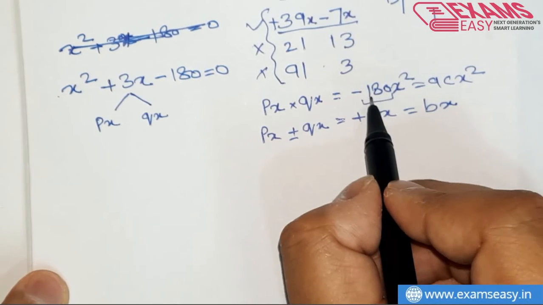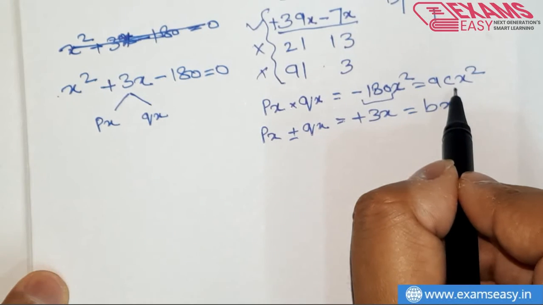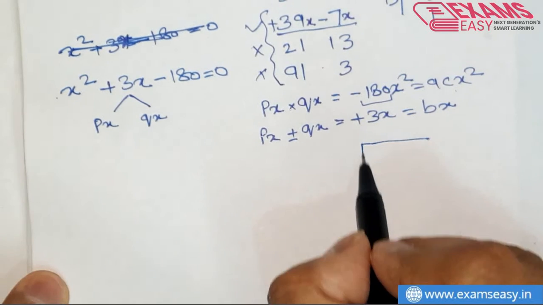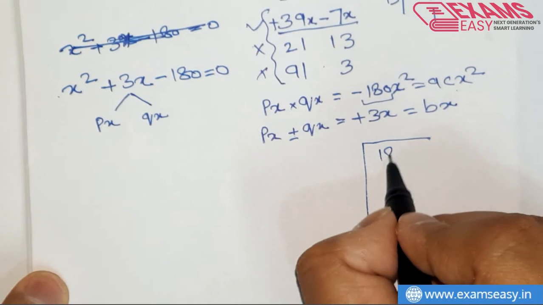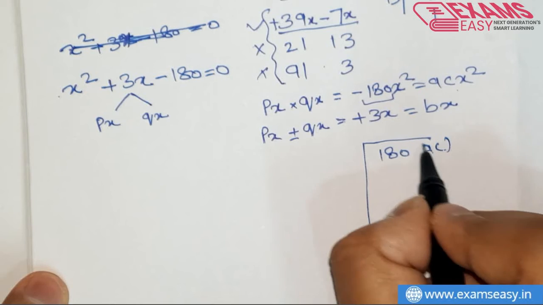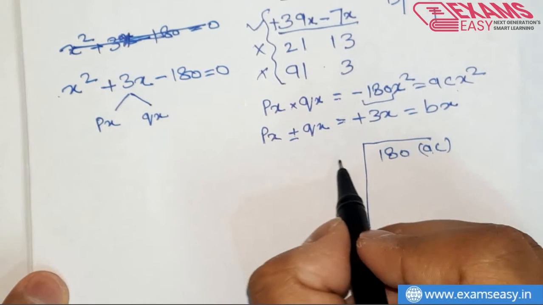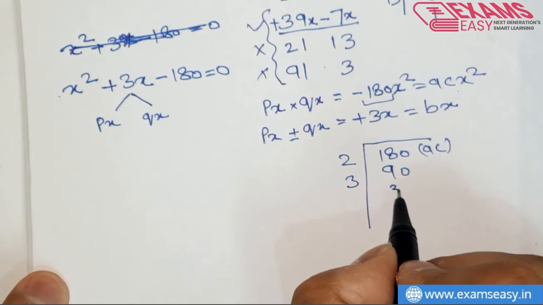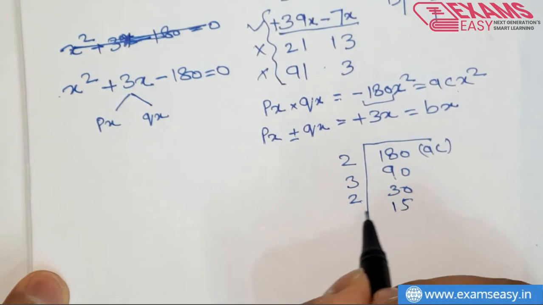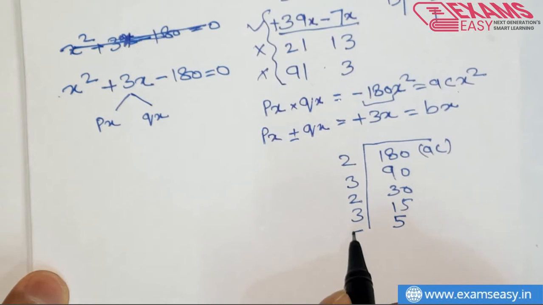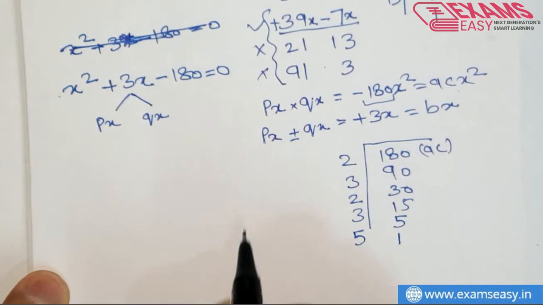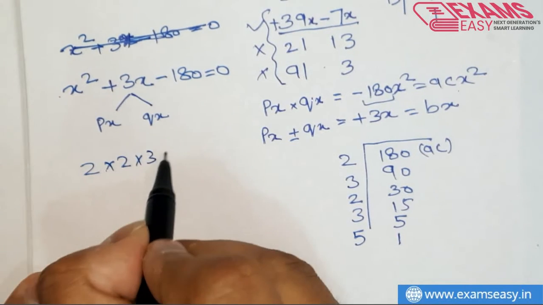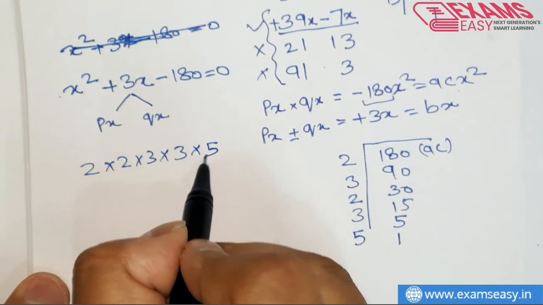We will always take the LCM of this product a into c. We will always take the LCM of a into c, that you remember. This is nothing but a into c. So let us take the LCM. 2, 90, 3, 30, 2, 15, 3, 5 and 5, 1. So we have got the factors 2 into 2 into 3 into 3 into 5.